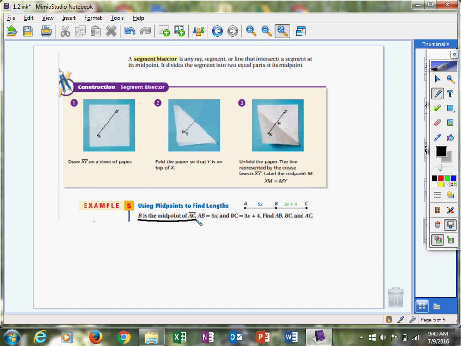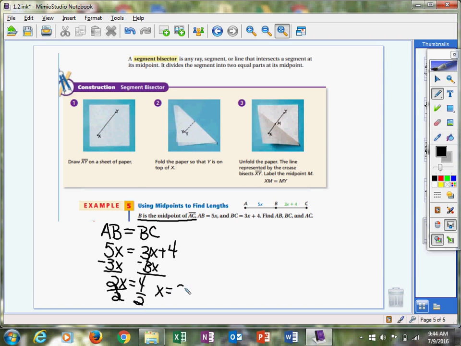AB is length 5x, BC is length 3x plus 4, and they're asking us to find the lengths of all 3 of those segments. So what we know for sure is that in this particular case, since B is the midpoint, AB must equal BC, and we'll be able to create an equation from this and say, okay, well 5x equals 3x plus 4, that's perfect. So you go ahead and just solve like you normally would. This is really basic algebra here, and you're going to have 2x equals 4, divide each side by 2, and now you know that x is 2.